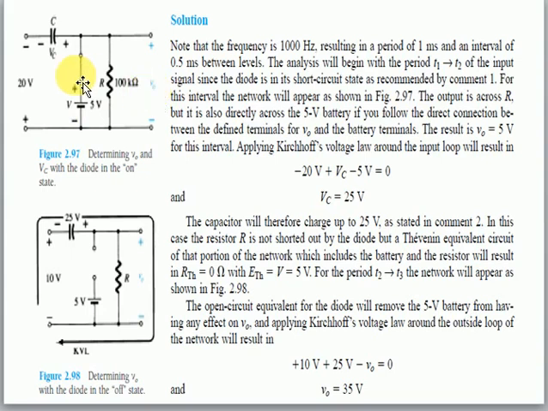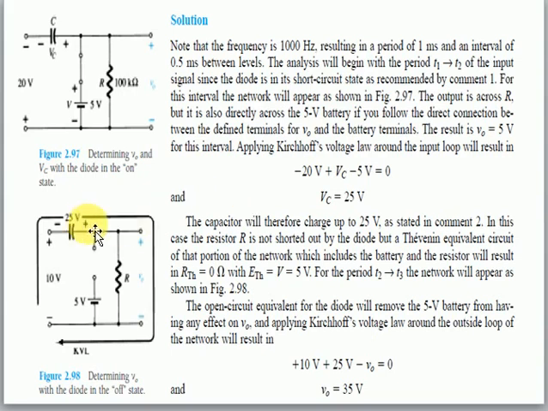Now we want to calculate the value of Vc. For this we simply apply KVL in this loop. When we apply the KVL, we have minus 20 plus Vc minus V equal to 0, that is, minus 20 plus Vc minus 5 is equal to 0. By calculating this, we get the value of Vc equal to 25 volt. So the capacitor will charge up to 25 volt.